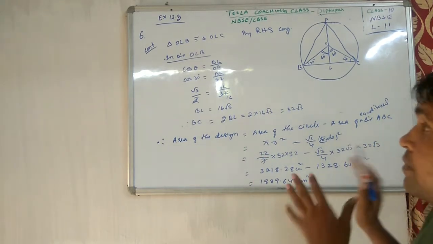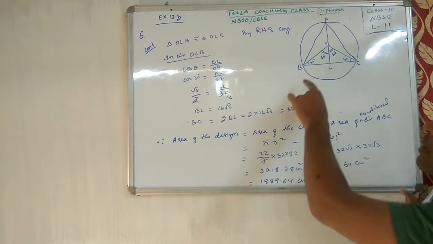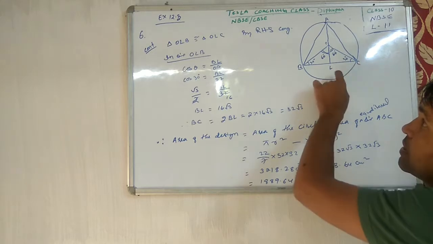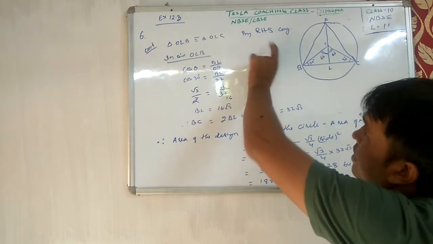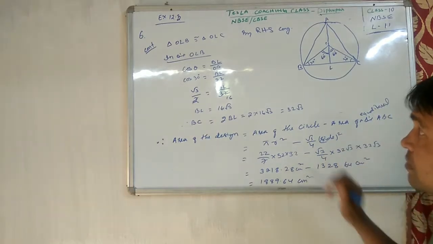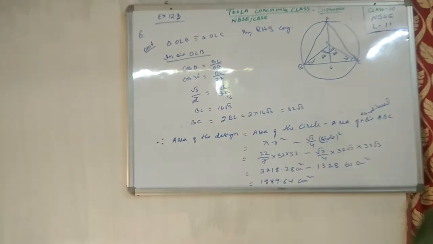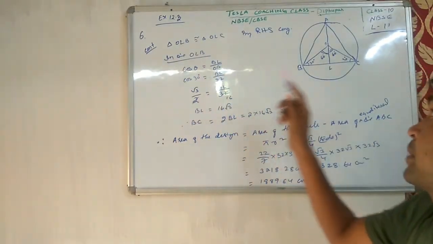Now whatever things we have got, with those things we can say that triangle OLB and triangle OLC are congruent triangles by which relation? RHS, right? By RHS congruency.